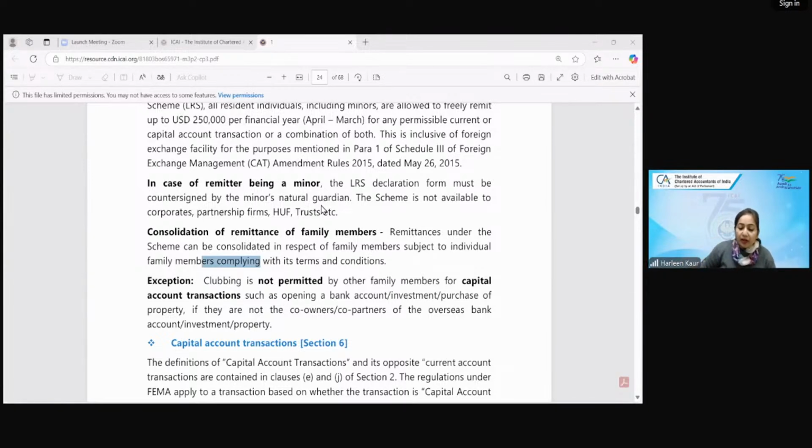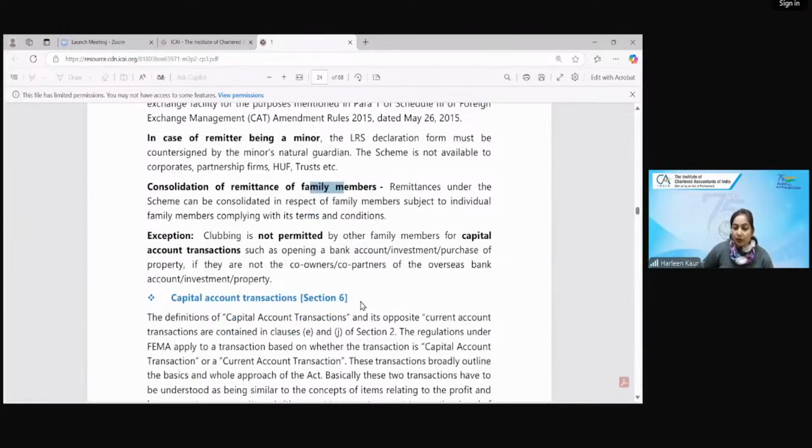That means mother and father together using the USD limit. Here they are clubbing it, 250,000 individually. But here, 350,000 is not allowed for capital account transactions. You cannot club. So you have to have separate 250,000 USD limits.